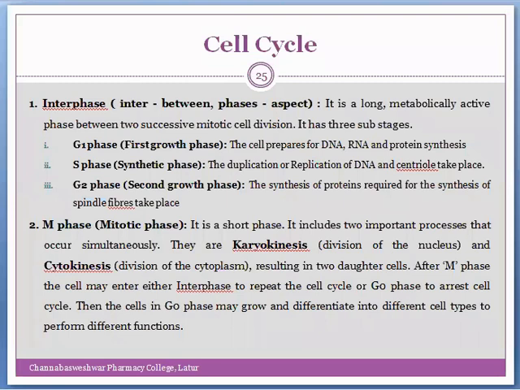So first, interphase. Inter means between and phases means aspects. It is a long, metabolically active phase between two successive mitotic cell divisions. It has again three substages. Means during the growing phase, the cell cycle interphase has three subdivisions: G1 phase, S phase, and G2 phase.